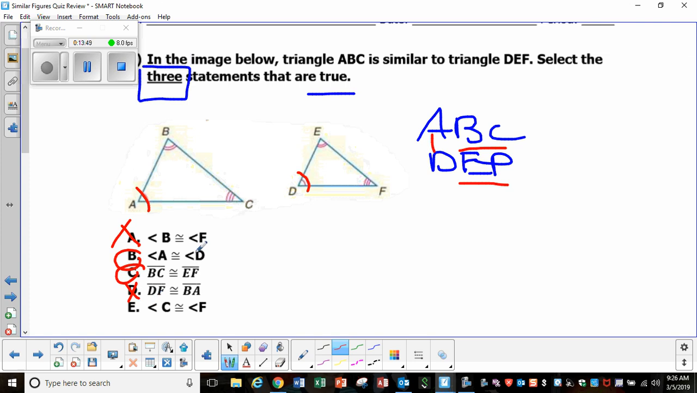And lastly, angle C is congruent to angle F. They're in the same spot. You can see that they're also in the same spot when you stack. C and F are both last. You can also see that since this has 3 marks and this has 3 marks, that means that they are congruent. They're the same measure. So that is true. So again, for number 8, select the 3 statements that are true. You should have picked B, C, and E.